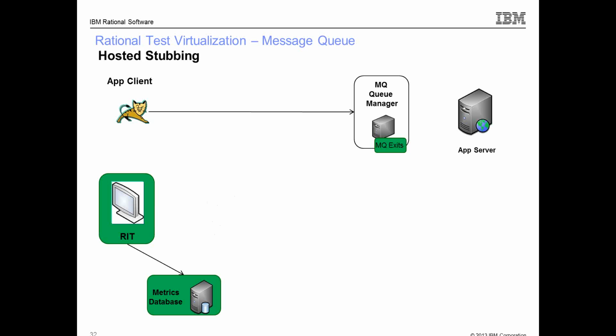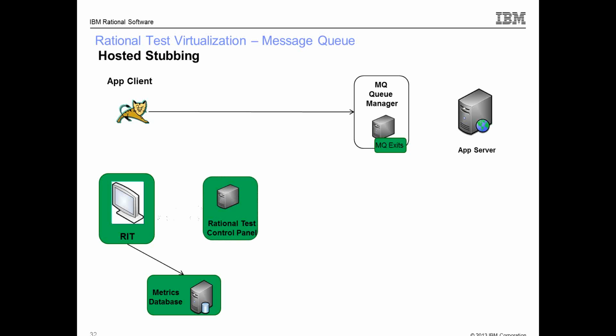Now local stubbing. In the case of local stubbing, the MQ exit knows that there is RIT software that is able to answer these requests on the queue manager. So it redirects those messages to RIT. In case RIT is not able to respond to those requests, the exit would then redirect the request to the actual app server. The results are then written to the metrics database by RIT.